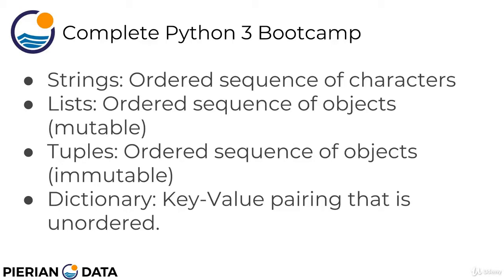Tuples, very similar to lists, except that they're immutable. They're still an ordered sequence of objects themselves. And then dictionaries, those are key value pairings, and remember those are unordered. So now let's hop over to the other questions in the notebook.